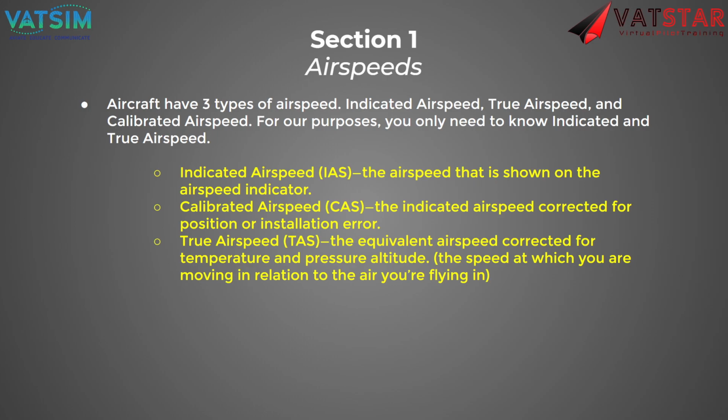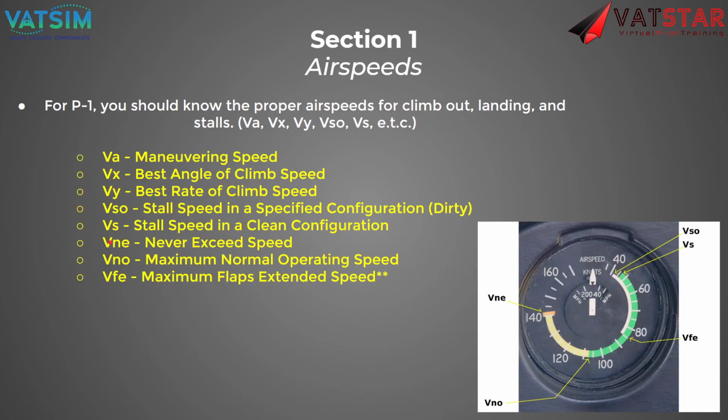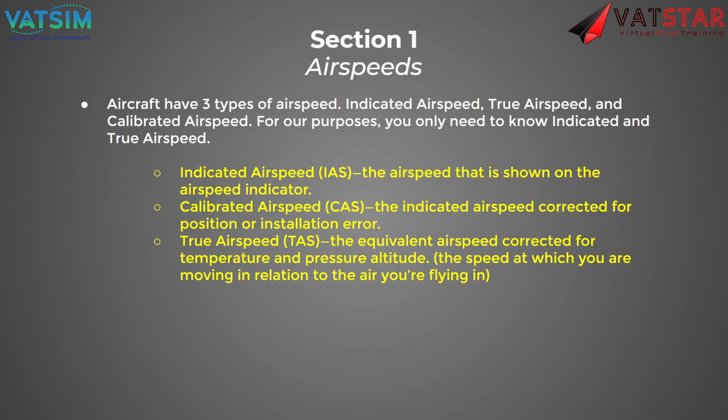So when we talk about limitations, like we were talking about in the previous slide, VNE is always indicated airspeed. VNO is always indicated airspeed. VFE is always indicated airspeed. Because at 100 altitude relative to the ground, it will be faster.